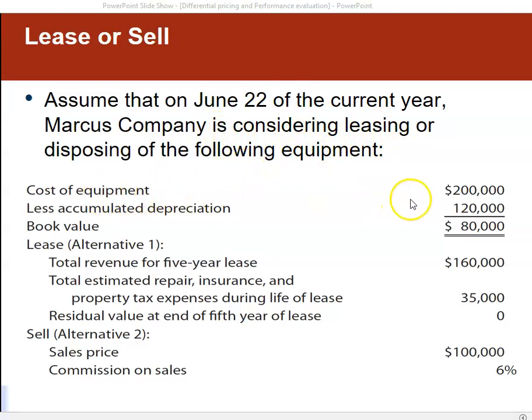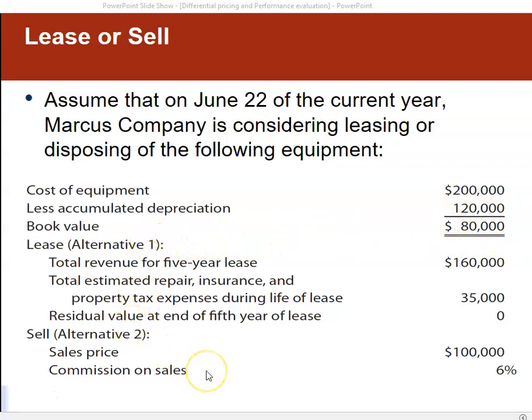The equipment was originally purchased for $200,000. Accumulated depreciation is $120,000. What that means is we have already expensed via the income statement over multiple years $120,000, so that our net book value that we have left to depreciate is $80,000. So if we're going to determine gain, loss, those types of things, it's going to be based upon this $80,000. So we have two alternatives.